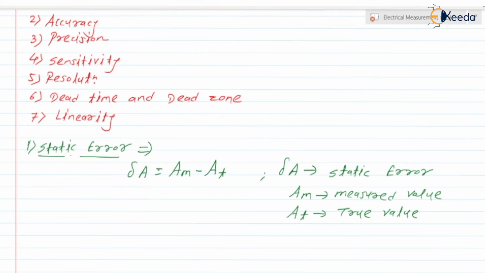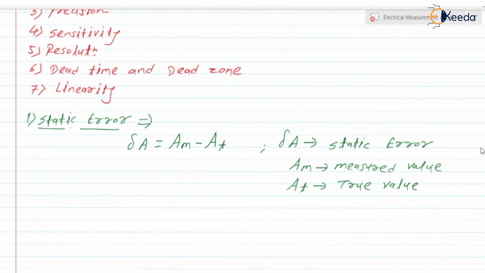Okay, that is the static error, the difference between the measured value and the true value. What do we mean by the measured value? Measured value is nothing but the reading of the meter, and true value is nothing but the actual value of the quantity which is under measurement. Next, related with the static error, we have two terms.